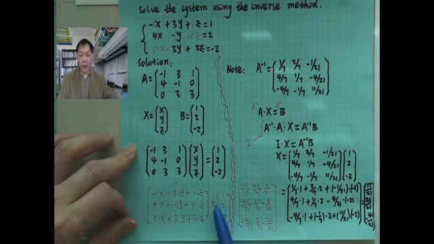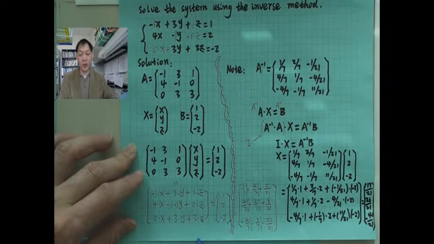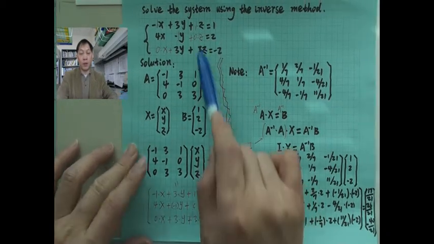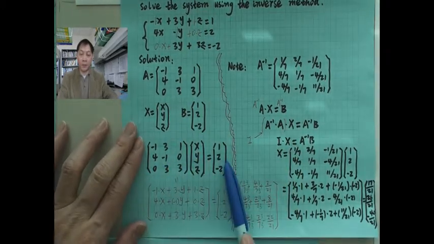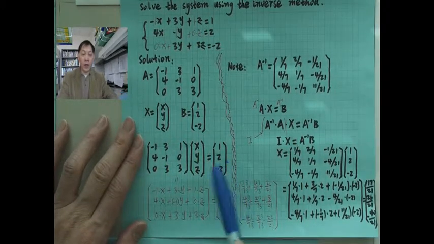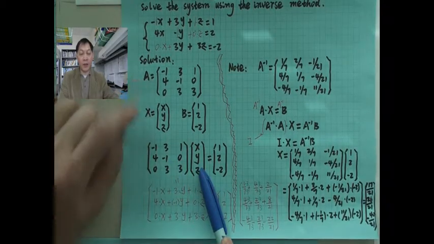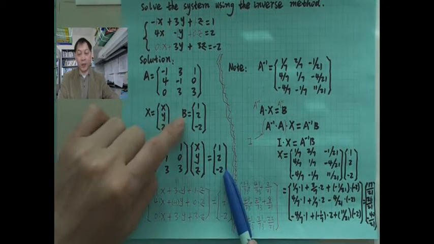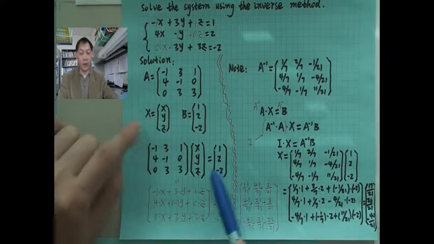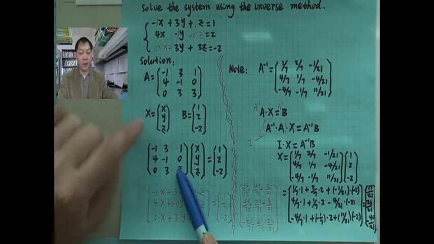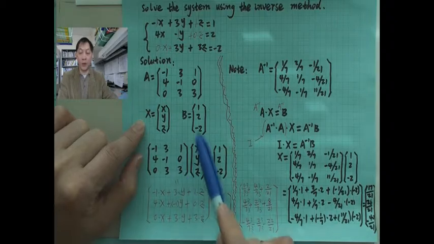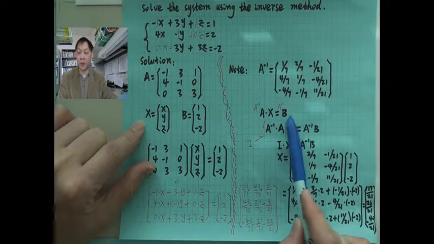So after we introduced multiplication of matrices, we can rewrite the linear system into this form. A is this one, x is this one, and B is this one. So A times x equals B. I wrote A times x equals B.